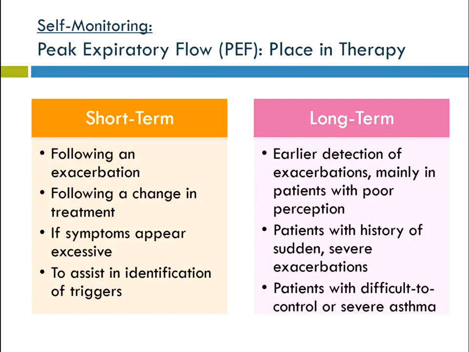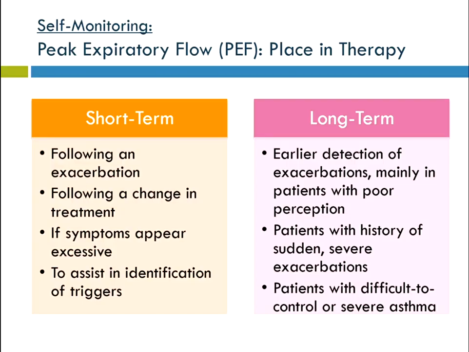No, you're at 60% of your best, and we need to do something about it before it gets worse. Okay? Patients who have a history of sudden or severe exacerbations. Maybe that trigger really triggers and they're in the red zone very quickly. Also, the patients who have difficult to control or severe asthma.